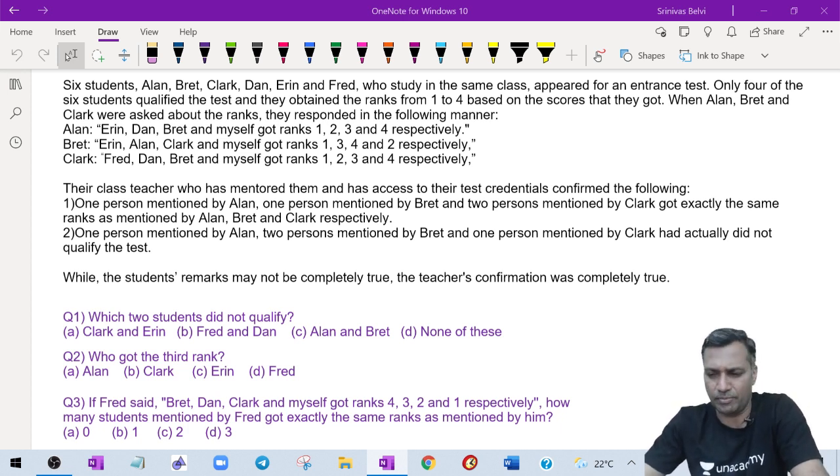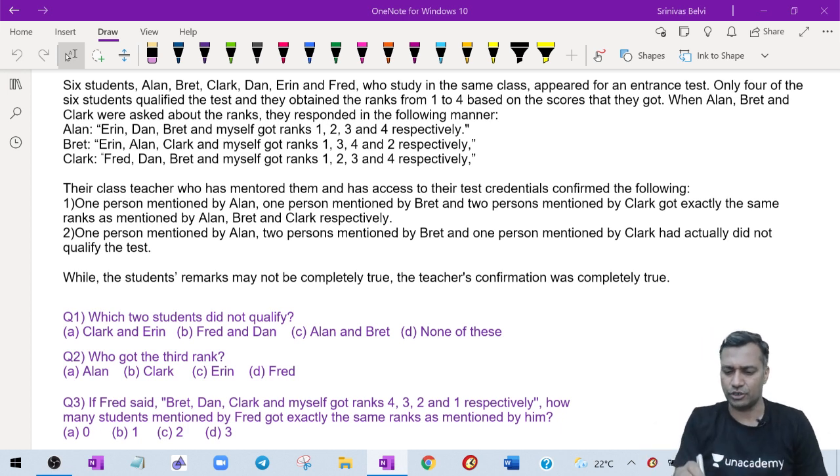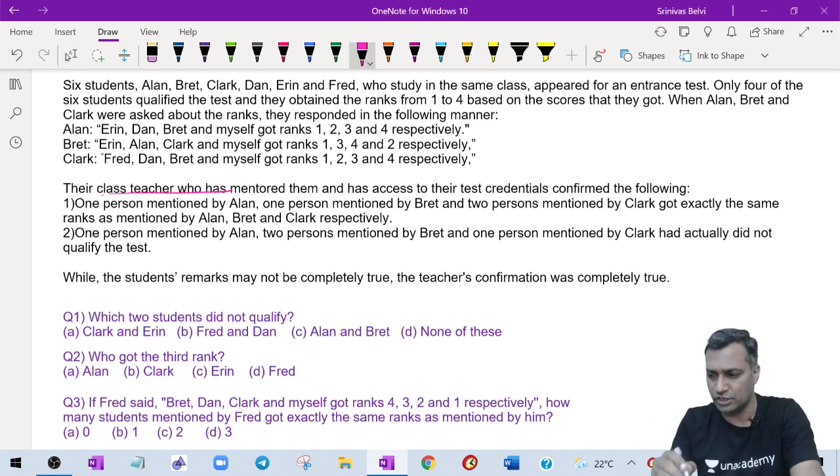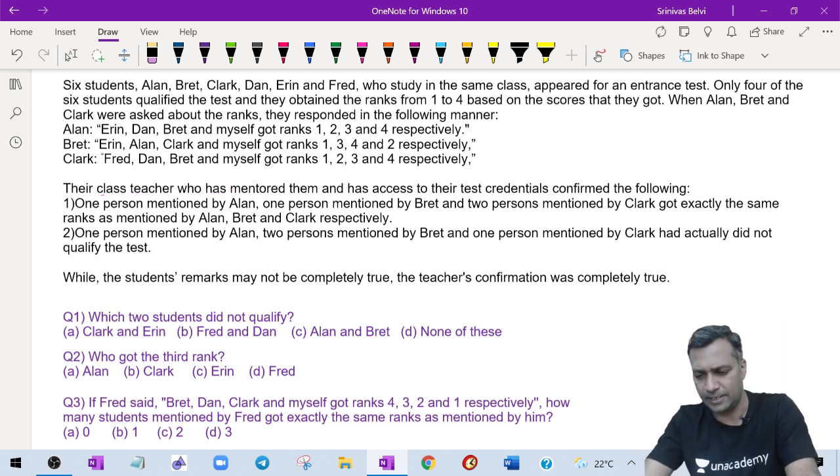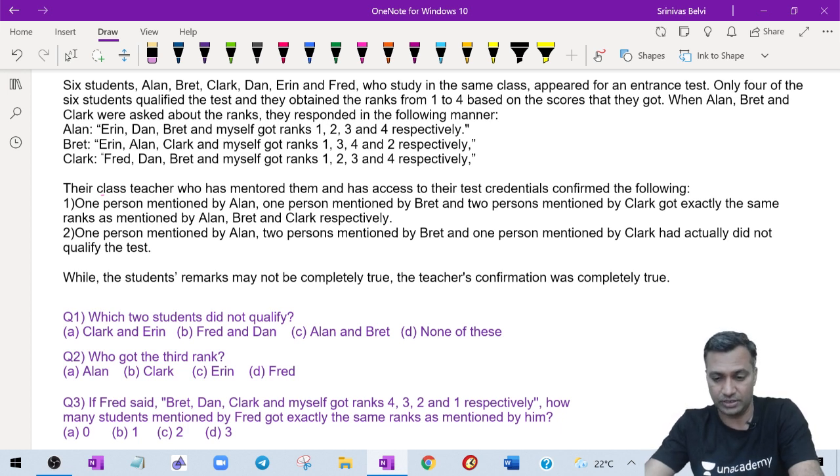These are the different kinds of Olympiad that kids write in a school, and they're trained by different teachers. Their English teacher will train them on English Olympiad, their maths teacher would train them on Math Olympiad. So here there is a class teacher who mentored these particular students on this entrance test. We don't know what it's an entrance test for. Some test, let's say. Six students, A, B, C, D, E, F, went on to write this test.